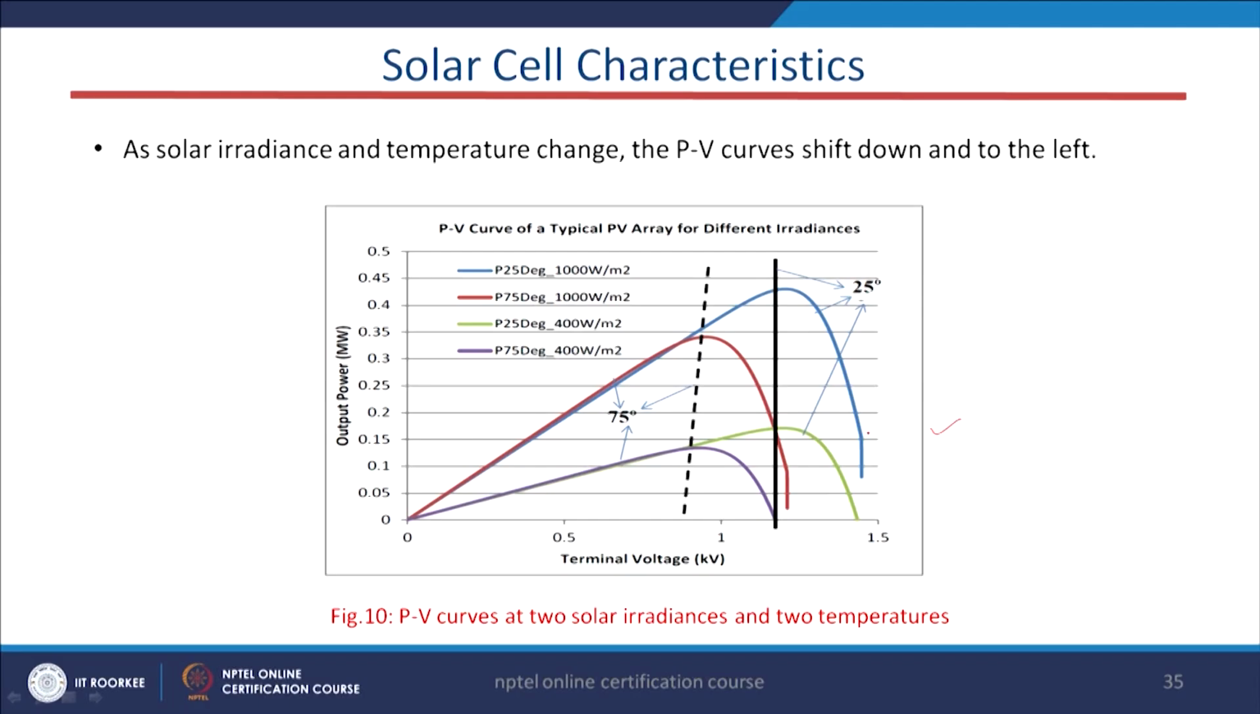Now, this is also an important characteristic where both will vary. If the temperature and irradiance both vary, then how does the PV characteristic look? Here these two curves are for 75 degrees and these two curves are for 25 degrees. And we have taken 1000 watt per meter square and the other one is 400 watt per meter square. These two are the irradiances, and the temperature of one is 25 degrees, the other is 75 degrees.